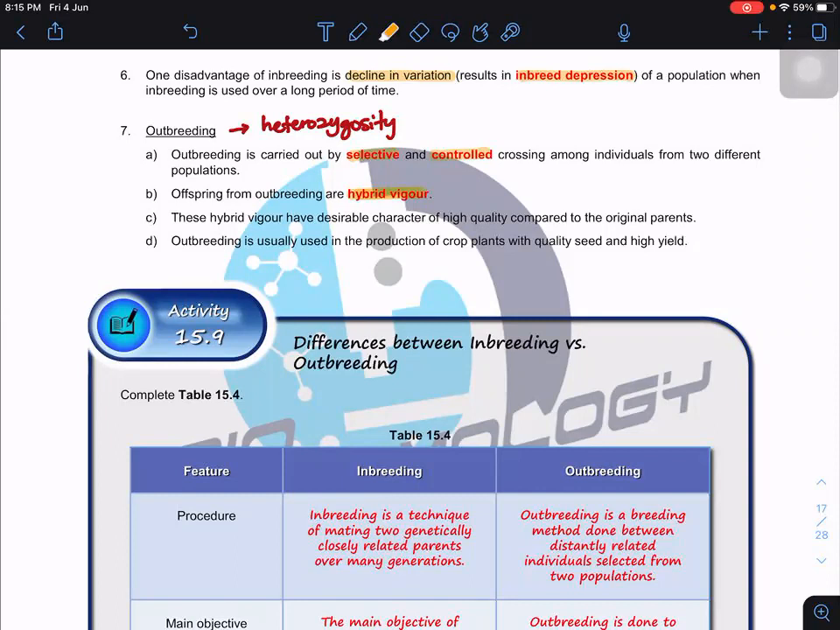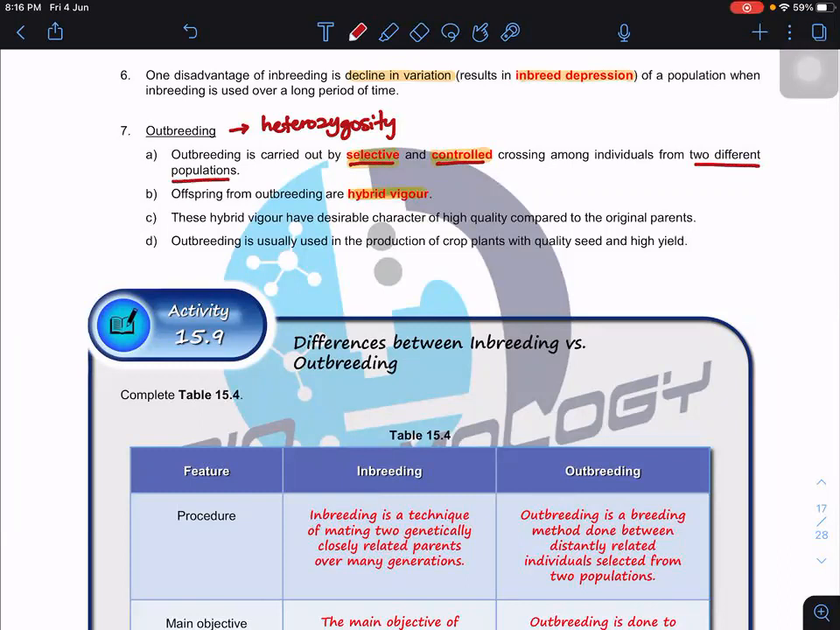Okay, later I will show you what is meant by outbreeding, but at this moment understand that they're going to produce hybrid vigor. When they produce hybrid vigor, they tend to be able to adapt more to changes in the environment. They are stronger. They are able to pass on the alleles to the next generations. But this outbreeding must be selective and controlled. Later we're going to look at how we can do a selective and controlled crossing among individuals from two different populations.